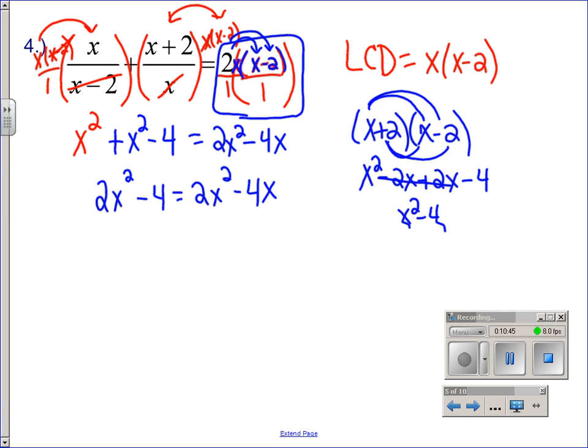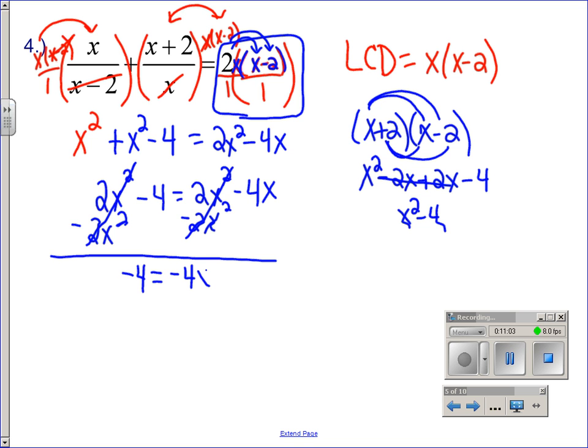So now let's put everything over on one side because we have an x squared, so we need it to equal 0 to begin with. So we're going to subtract, sorry about my smartboard again, 2x squared. So now they both cancel because they give you 0. So you're left with negative 4 over here and a negative 4x. So you're just going to solve for x. Divide by negative 4, and x equals 1.